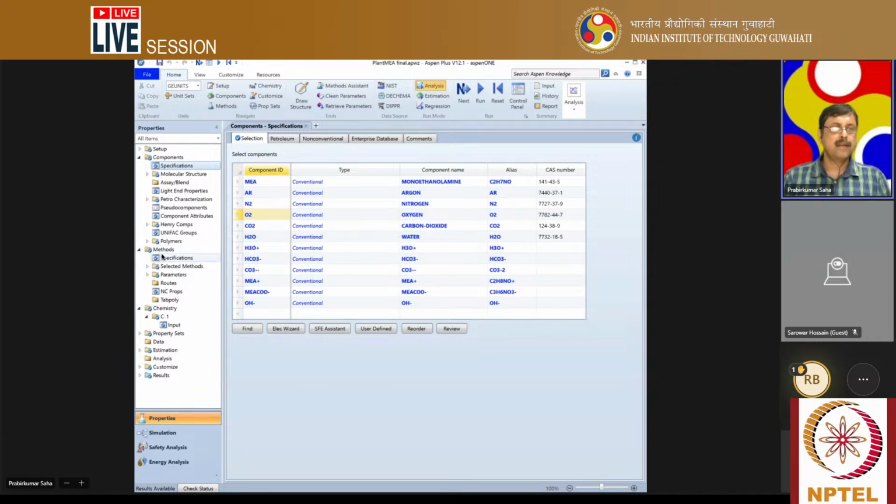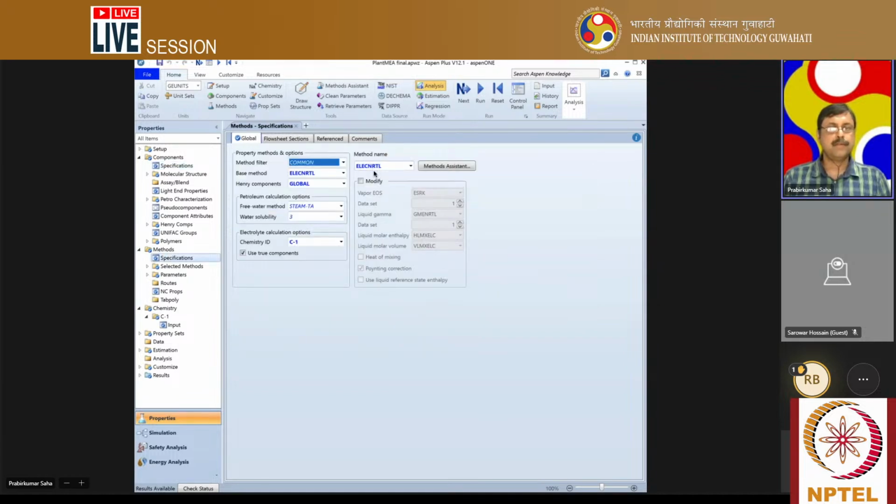And for that, you need to use the elec-NRTL method. Okay, so this is electrolyte NRTL model with Redlich-Kwong equation of state for aqueous and mixed solvent application. So whenever you have such electrolytes present in your system, you have to use them. And they have a certain electrolyte wizard you can use.